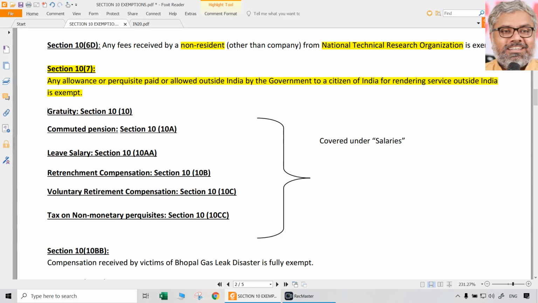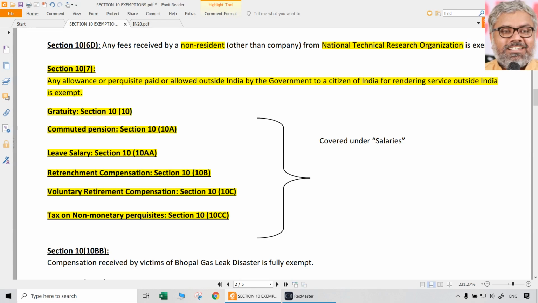And there is a series of exemptions in the chapter of salaries, like gratuity section 10(10), commuted pension 10(10)(a), leave salary 10(10)(aa), retrenchment compensation 10(10)(b), voluntary retirement compensation 10(10)(c), tax on the non-monetary perquisites 10(10)(cc). The entire series is covered under the head of salaries already. So 10(5), 10(7), 10(10), 10(10)(a), 10(10)(aa), 10(10)(b), 10(10)(c), 10(10)(cc): 8 exemptions are already there within salaries only, and there will be some more exemptions also in the salaries. That is why the salaries chapter has most of the exemptions covered under section 10.